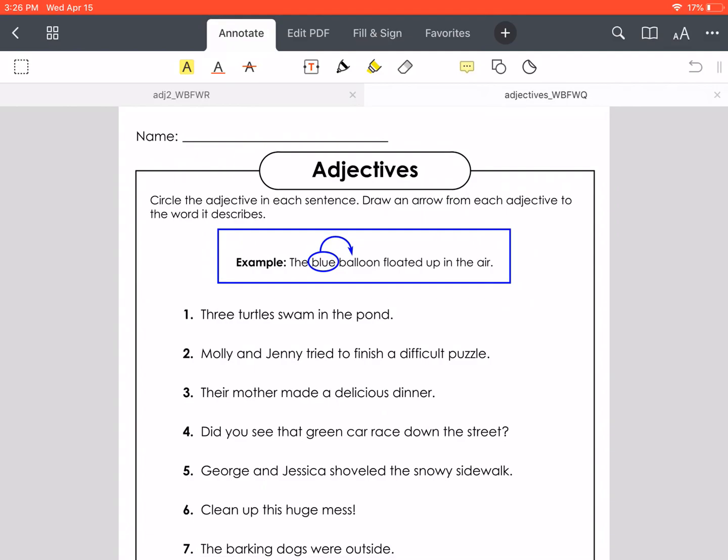So if I were to say the sentence, I have a balloon, okay? I could add an adjective to that and say, I have a green balloon. The word green is an adjective. It adds a describing word to a noun. The noun in that sentence would be a balloon.